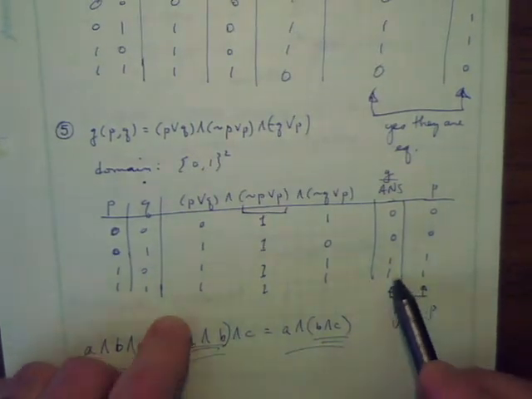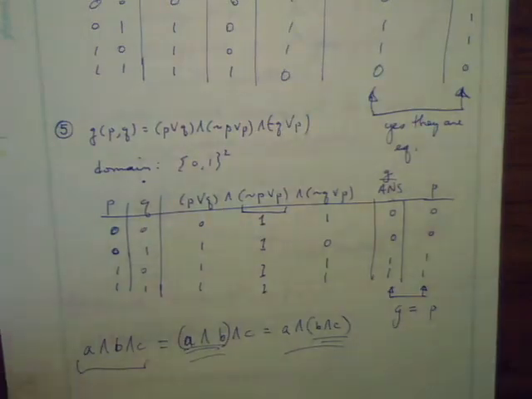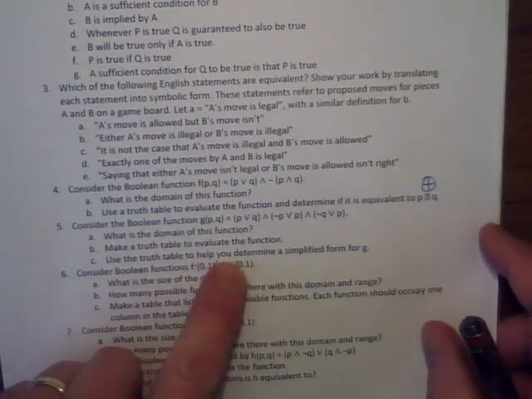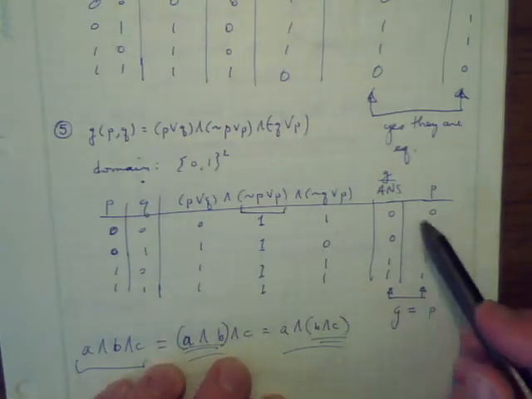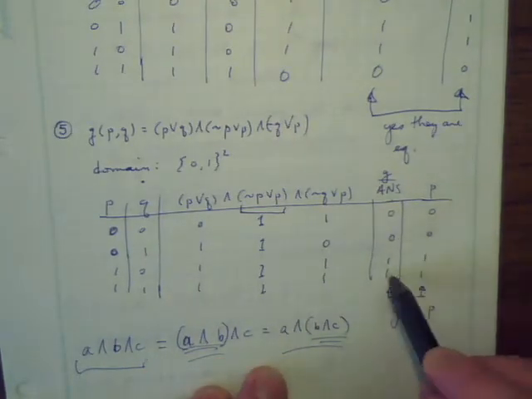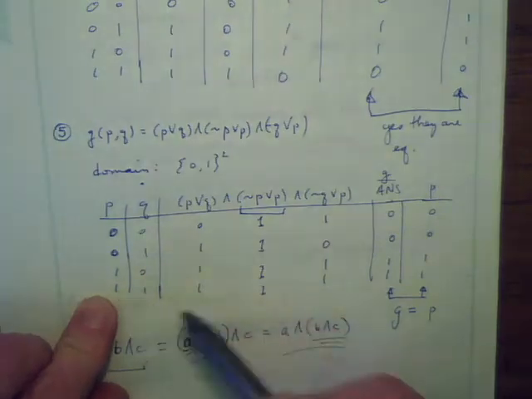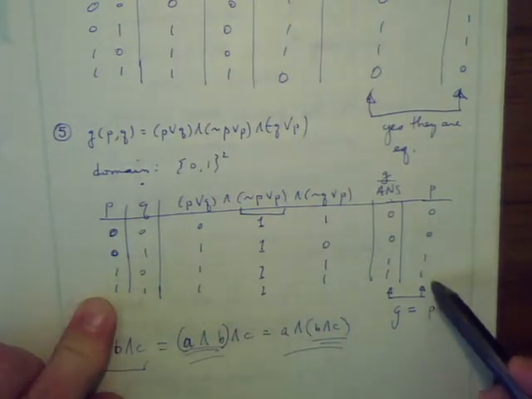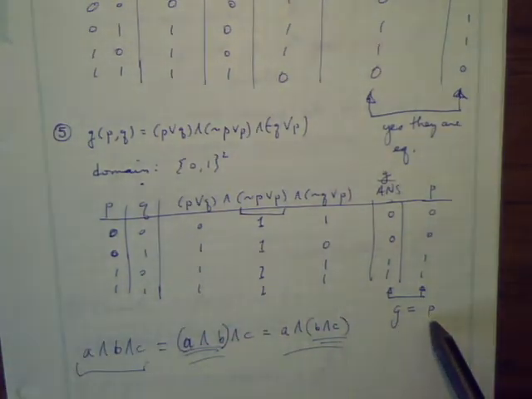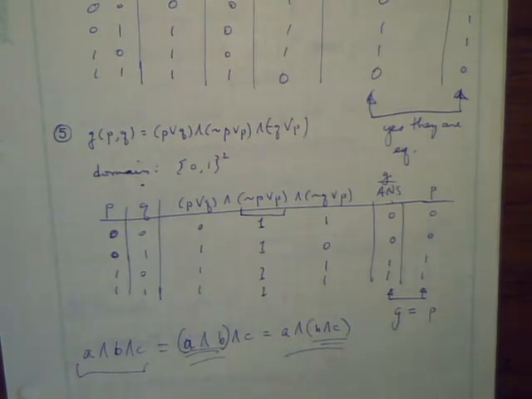And now for part C, it said, use this truth table to help you determine a simplified form for G. Well, look at my answer, 0011. Hey, that's exactly what P was. And so I can write that G is equal to P. And that's the simplified form. Okay, so that's number 4 and 5. Let me go on to 6.